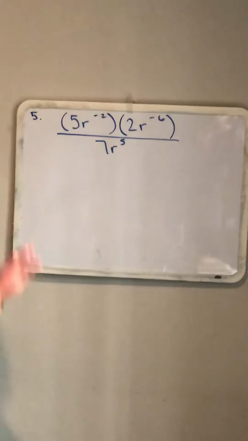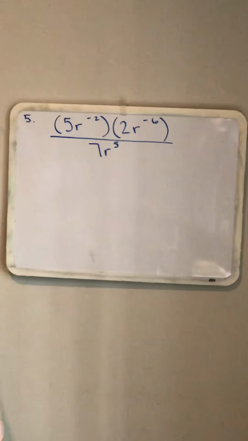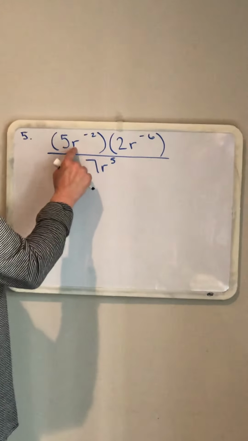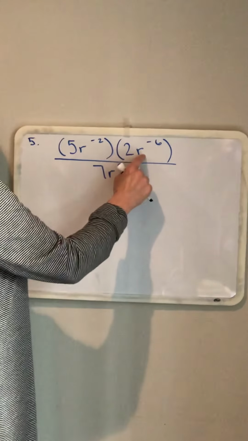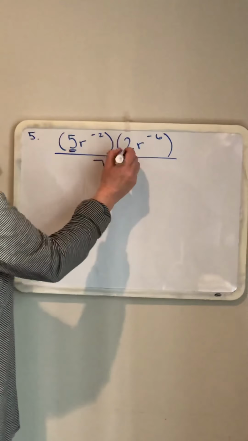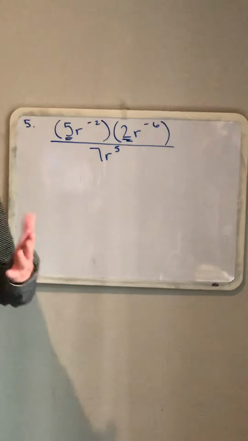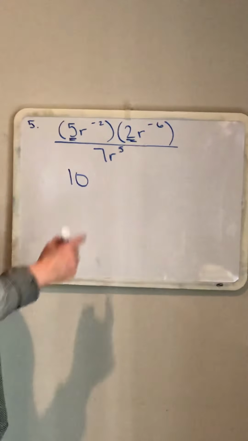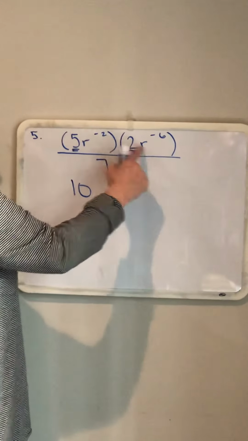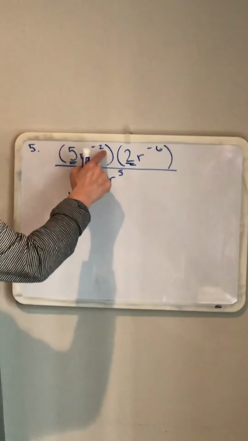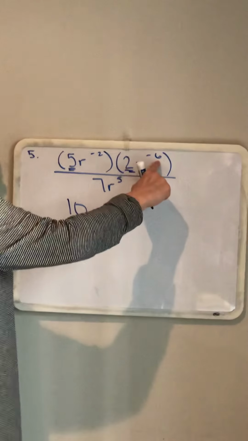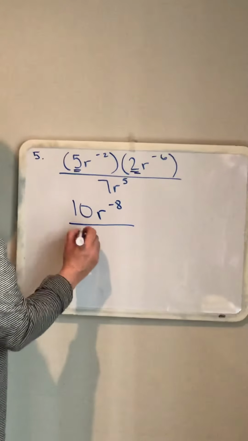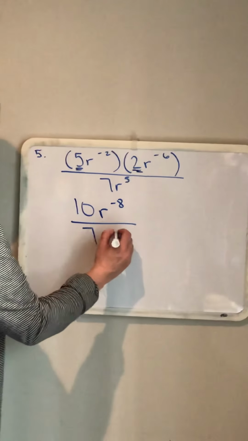Okay, so there's no outside exponents here, so this question is a little bit easier. So the first thing you're going to notice is that in the numerator, you have 5r to the negative second times 2r to the negative sixth. Well, the 5 and the 2 are regular coefficients, so you just multiply them. 5 times 2 makes 10. So you're going to have a 10. Because you have the same base, you're going to add the powers. Negative 2 plus negative 6 is negative 8. So you have r to the negative 8th over 7r to the 5th.